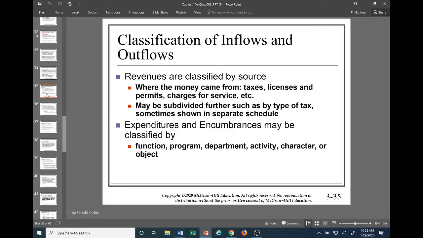Makes sense, right? Money coming in, we want to know what source it's coming from. Money going out, we want to know pretty much what we are using it on, functions, programs. So pretty much we want to know where money's coming from and we want to know what we're spending it on too. Makes sense why the inflows and outflows are labeled like that?